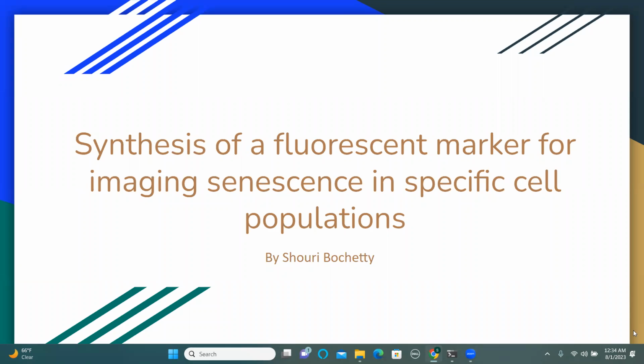Hi, my name is Shouri, and my SURF 2023 research project was on synthesis of a fluorescent marker for imaging senescence in specific cell populations.